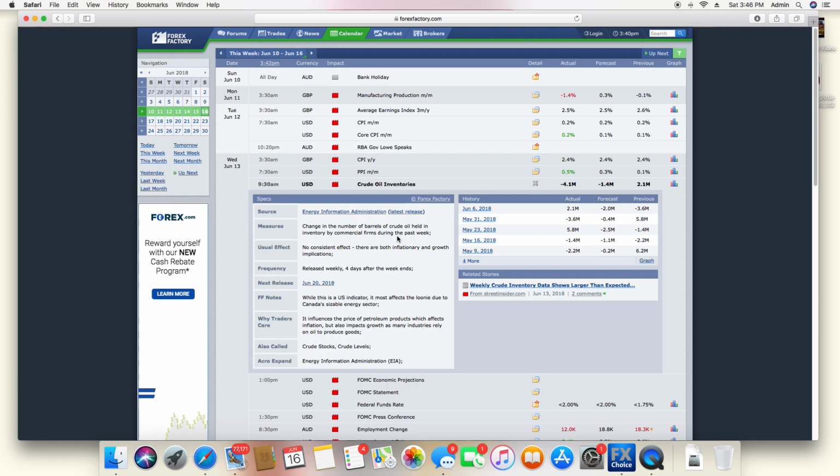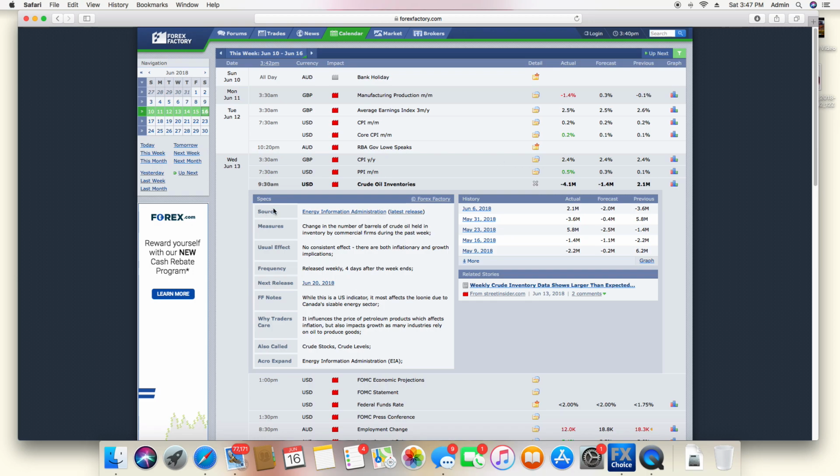And so, oh, this actually doesn't explain it very well, but it's a supply and demand thing. So if you've got an increase in the number of barrels, then the price is going to go down. But if there's a decrease in the number of barrels, then obviously you have fewer barrels than are needed, so the price is going to go up. But it'll tell you how often that news is going to come out, and then it'll tell you what the next release date is.